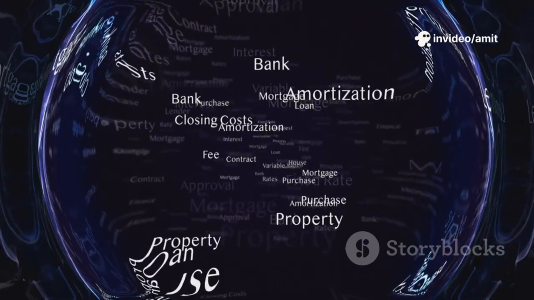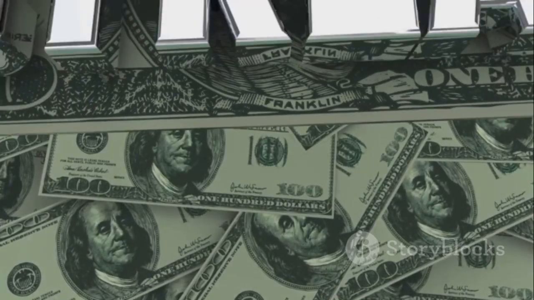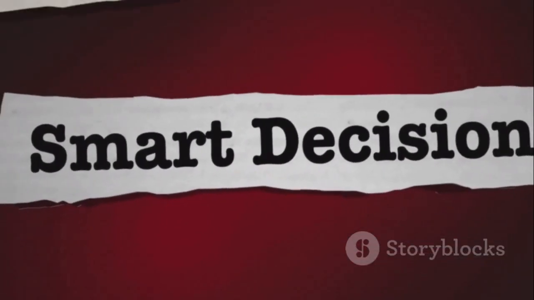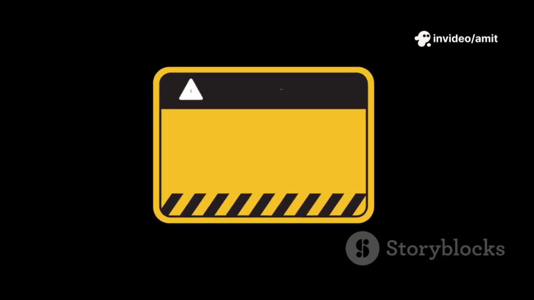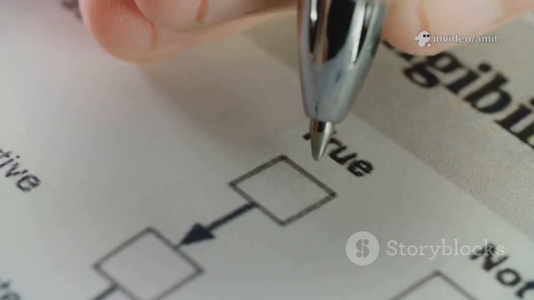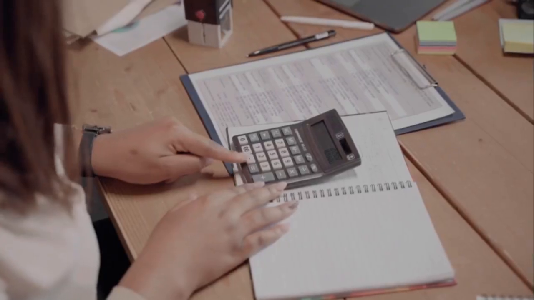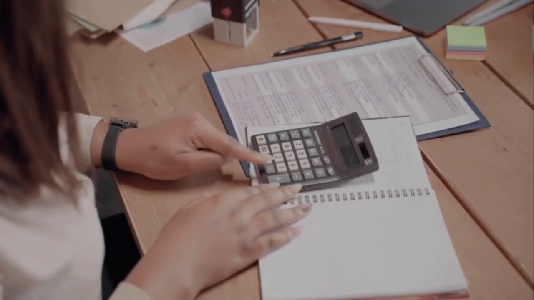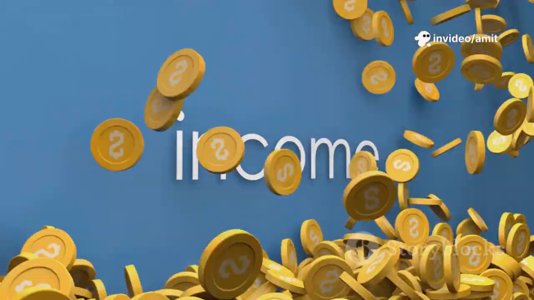Let's start with amortized cost. If your main goal is to hold the bond and collect the contractual cash flows, this is the category for you. It's a classic buy and hold strategy. But there's a catch. The bond's cash flows must be solely payments of principal and interest, what's called the SPPI test. When you first recognize the bond, you add any transaction costs to its fair value. Then, you measure it at amortized cost, using the effective interest method to account for interest income over time.